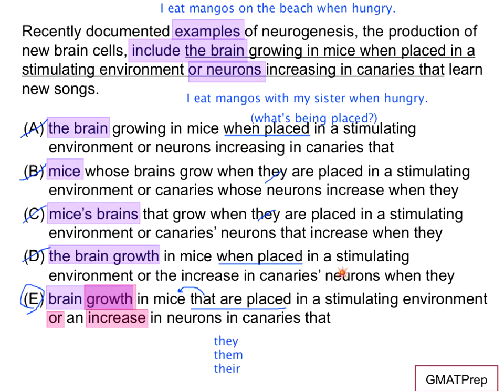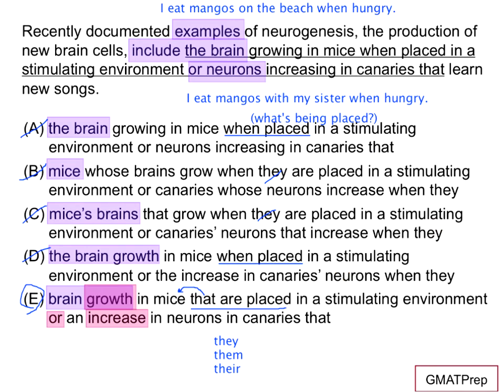And I suppose technically, maybe that's what's happening in our brains. I don't know. But that's just not how we speak, right? That doesn't make sense. It's the canaries learning the new songs, not their neurons. Good, so that's another reason. Very, very good. Oh, yep, and C does that as well. So all kinds of good things in this one.